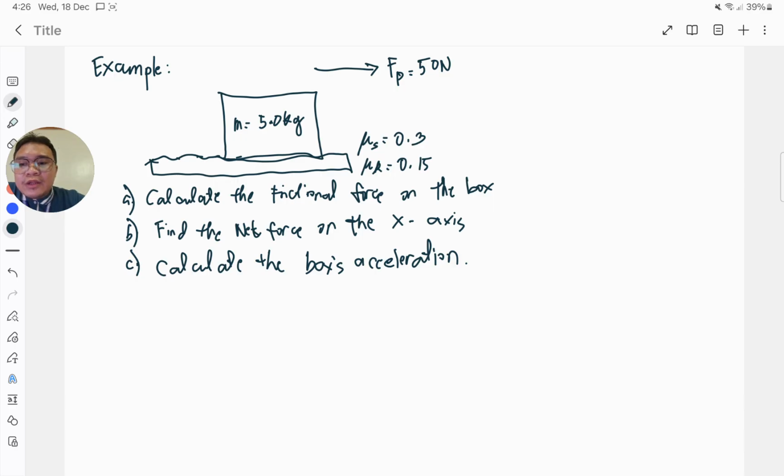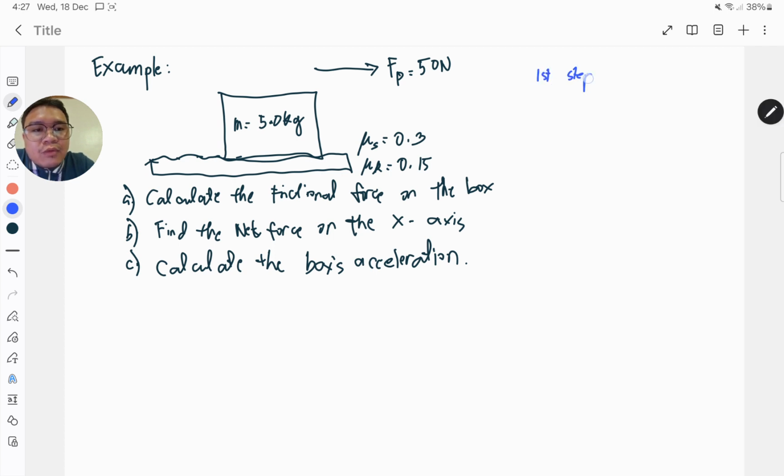For letter B, we will find the net force on the x-axis, and for letter C, we will calculate the box's acceleration. First and foremost, before we deal with the calculation, we need to find the frictional force due to the static friction. To solve this, we go back to the formula for the frictional force due to static friction, where mu sub s is multiplied by the normal force of the box. We have forces acting on the y axis: the normal force and the gravitational force, which is equal to mg. In this case, Fn is equal to Fg, which is equal to mg.